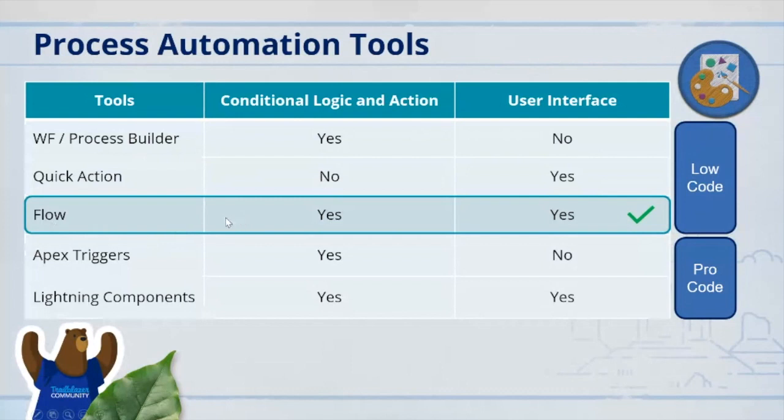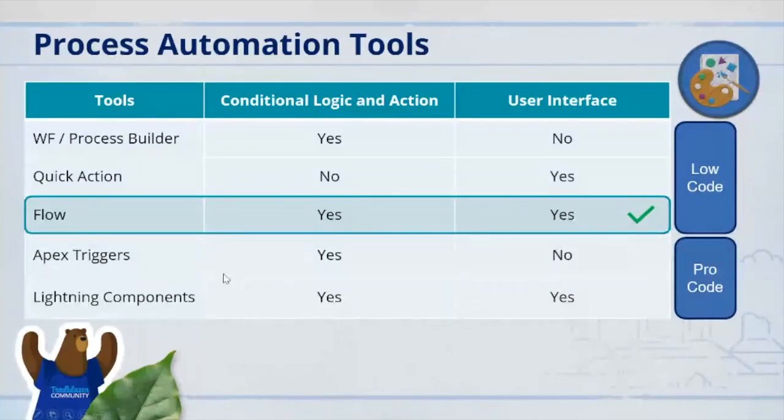Now comes the flow, which gives you the ability to take input from the user. It gives a user interface, as well as the ability to do conditional logic, if-else, for loops, everything. You can do almost everything you can do in code in a flow, but it's a low-code tool. You don't need to write any code or have knowledge of programming. You can just drag and drop things on a canvas and build your own business process there. So these three are the low-code tools, and flows are, that's why, a very powerful tool to implement business logic without writing any code.